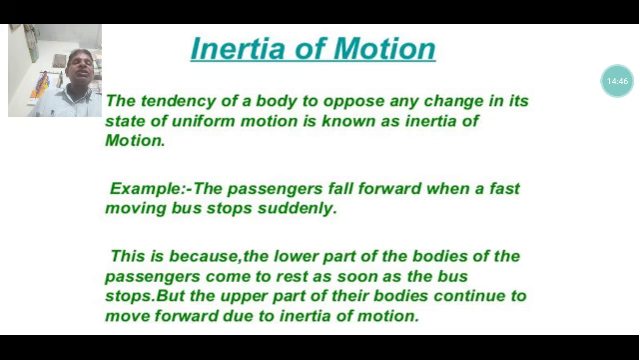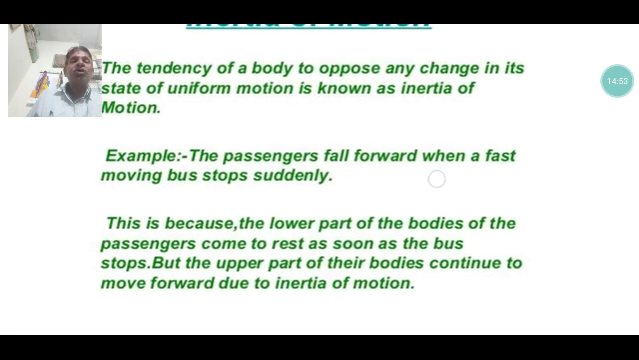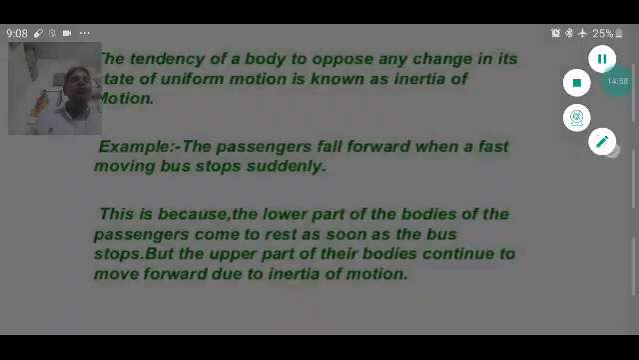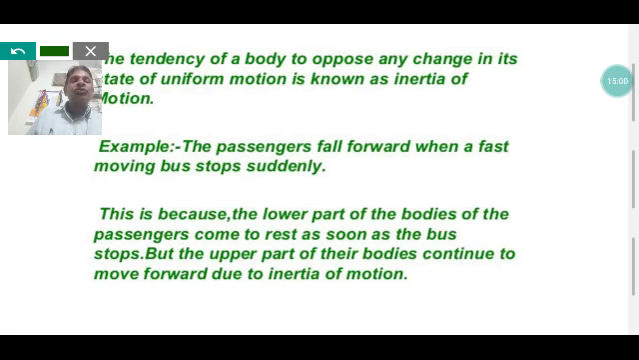Example: the passenger falls forward when a fast moving bus stops suddenly. This is because the lower part of the body of the passenger comes to rest as soon as the brake is applied and the bus stops. But the upper part of the body continues to move forward due to inertia of motion. So the passenger is jerked forward. That is due to inertia of motion.